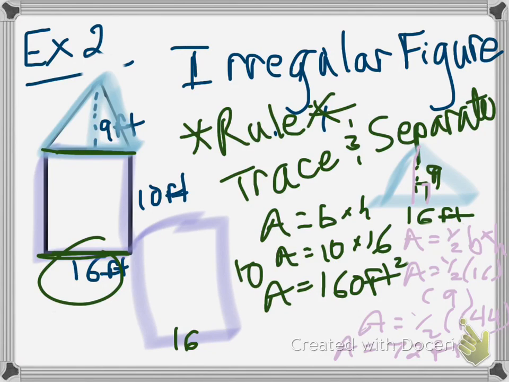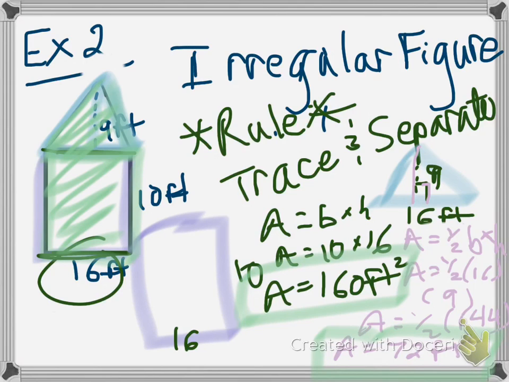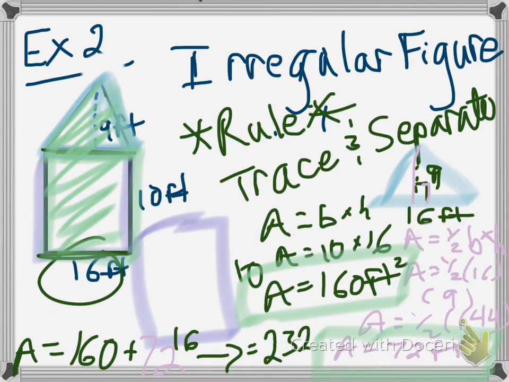Okay, now your last step, you've now found the area of this upper triangle and the area of this lower rectangle. You need to add them together in order to find the area of the whole space. You're going to say area equals 160 plus 72. So it equals 232. Feet squared. Okay, that's your final answer.